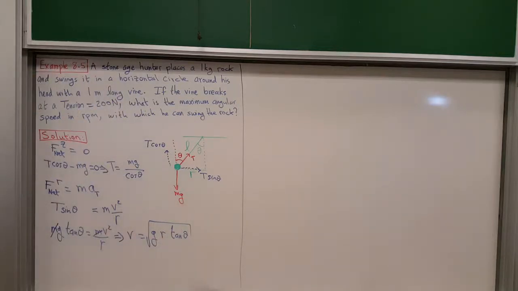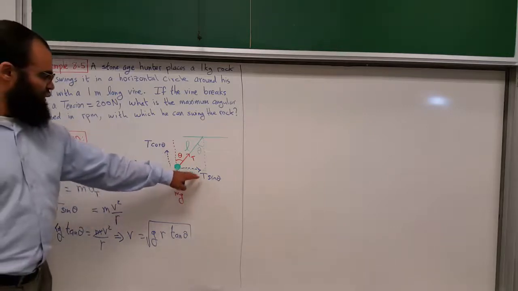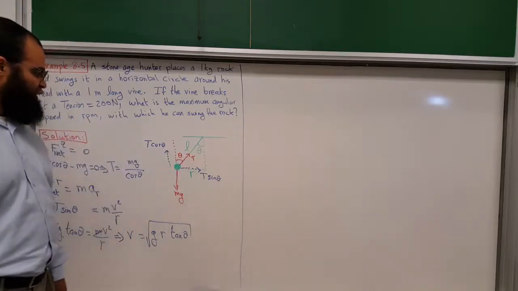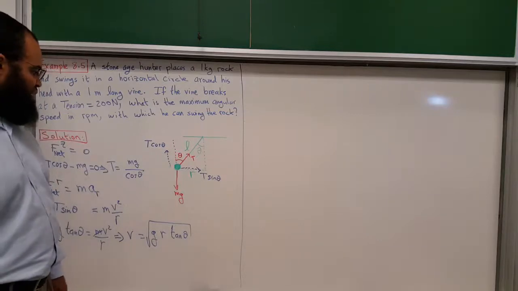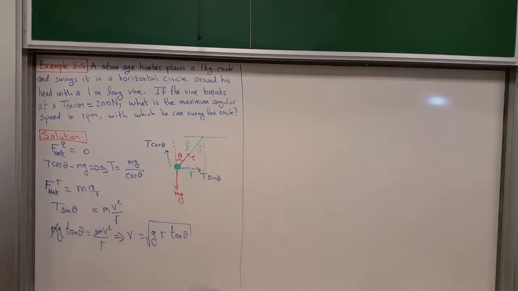But what's the tangent of theta? The tangent of theta is the opposite over adjacent. Opposite over adjacent, or sine over cosine, the sine of theta over the cosine of theta. Okay.